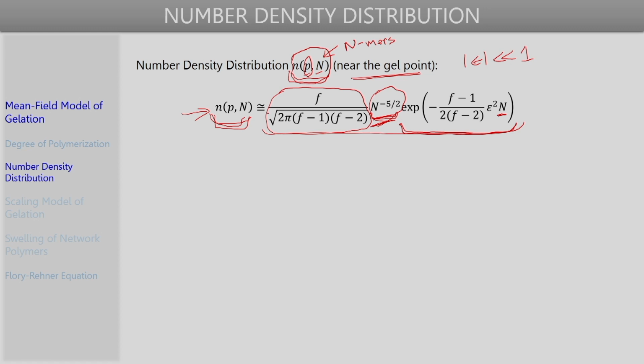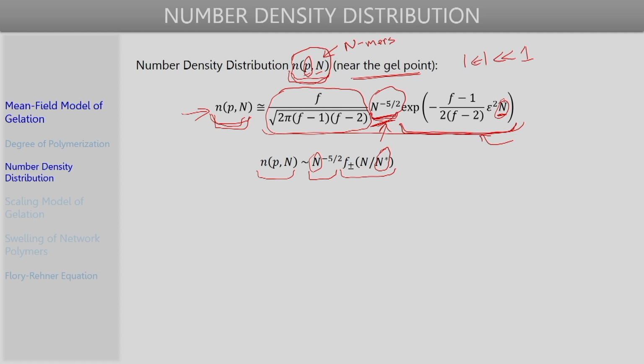Now, if we just focus on the dependence on these two quantities, the power law as well as the exponential function, then we can write this number density distribution as being related to n through the power law dependence n to the power minus 5 by 2, along with a function of n and another quantity n star, which we will define shortly.